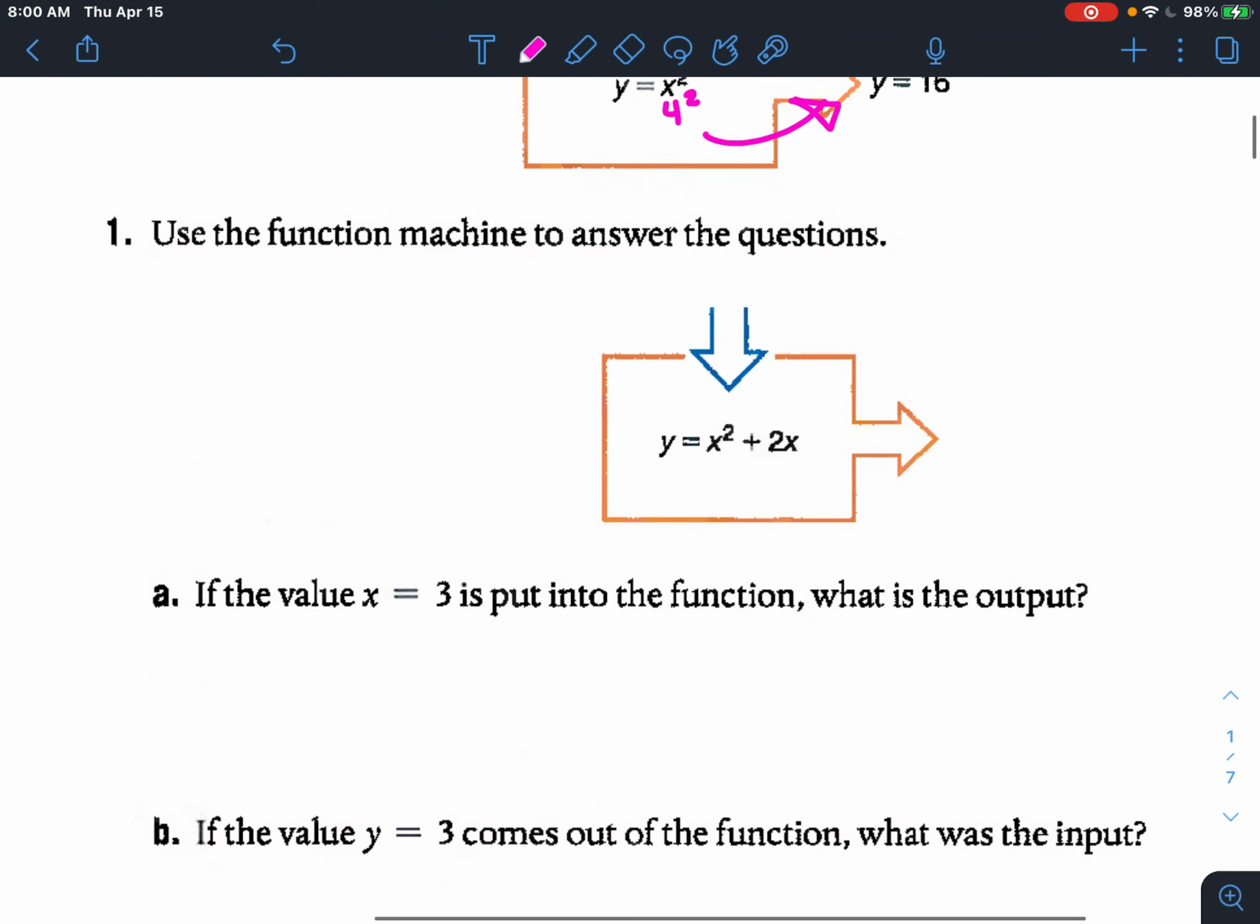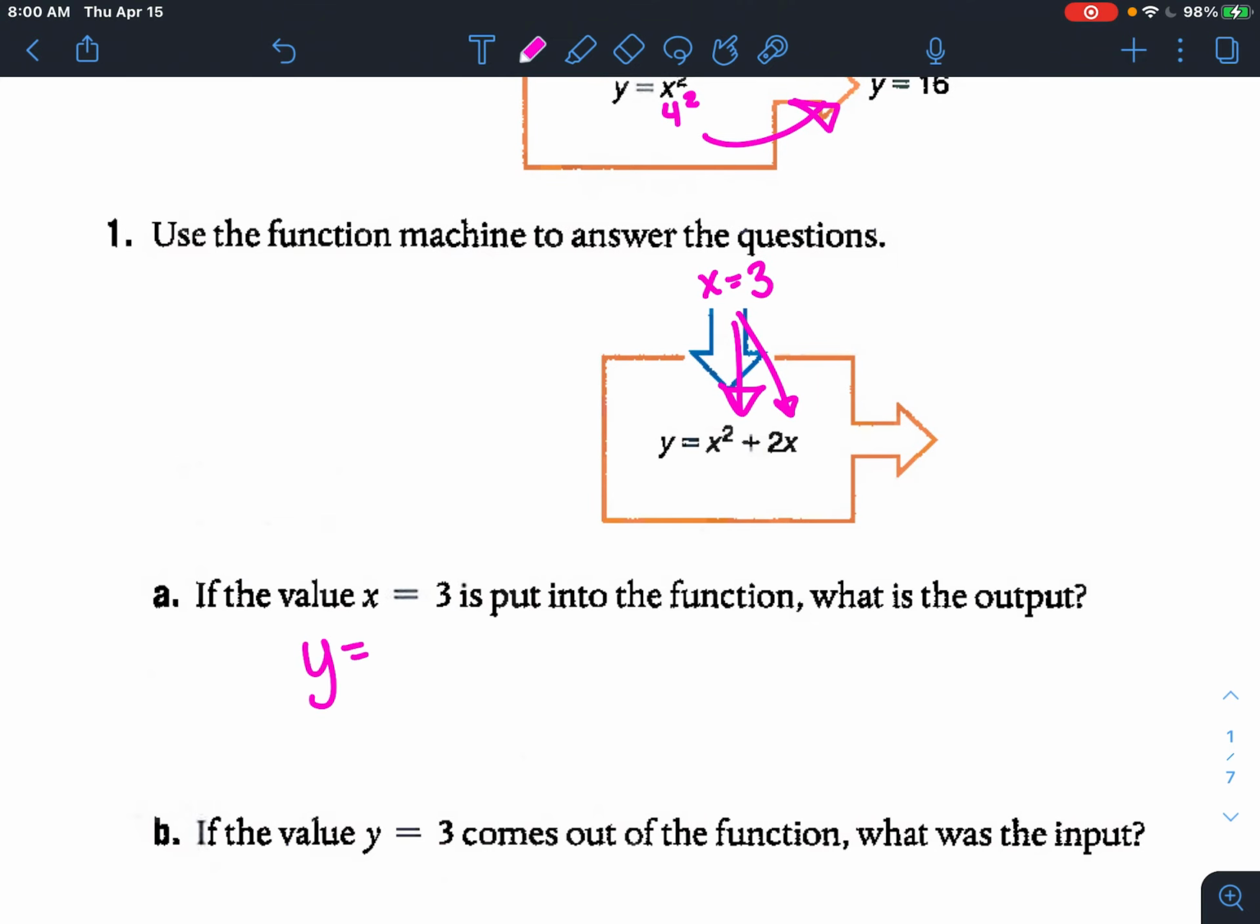So we're going to use this function machine to answer the following questions. If the value x equals 3 is put into the function, what is the output? So I'm going to input x equals 3. I'm going to plug it in for the x values. So y will equal 3 squared plus 2x, 2 times 3, I'm sorry.